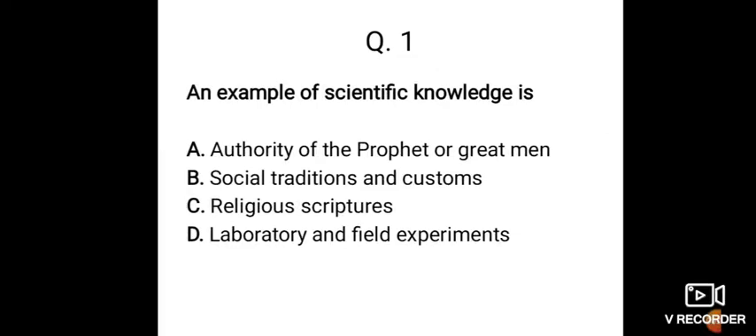This is the first question. An example of scientific knowledge is: option A, authority of the prophet or great man. Option B, social traditions and customs. Option C, religious scriptures. Option D, laboratory and field experiments. And you will get 10 seconds. Think on this.